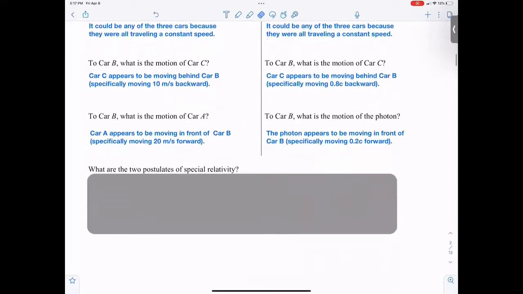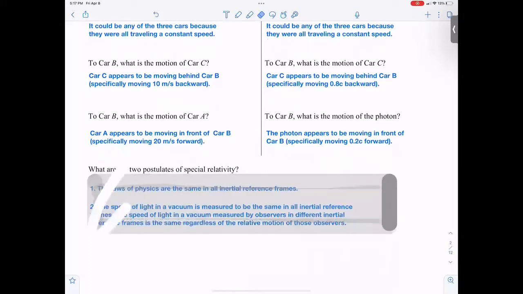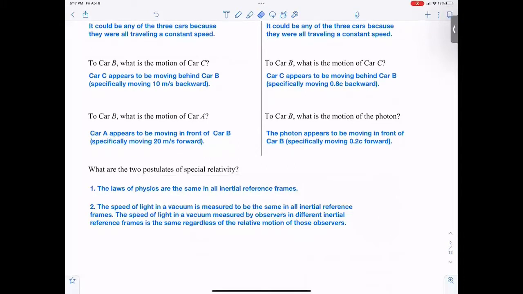What are the two postulates of special relativity? Well, a postulate is not necessarily a hypothesis, but it's kind of a grand untested idea. Think of it that way. It's not necessarily a prediction, as a hypothesis would be. It's simply a grand statement that has not really been fully tested.